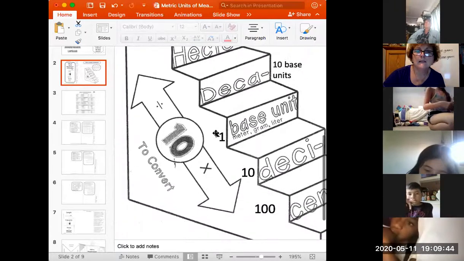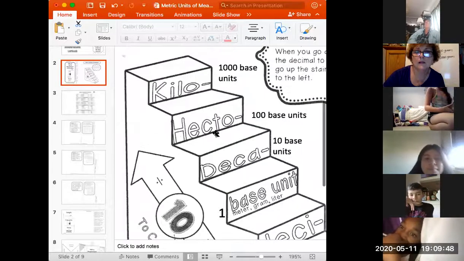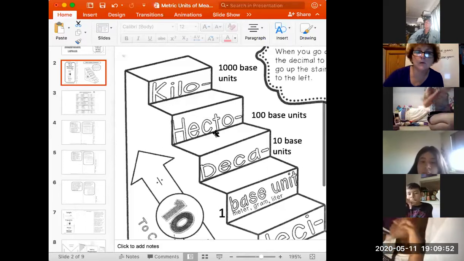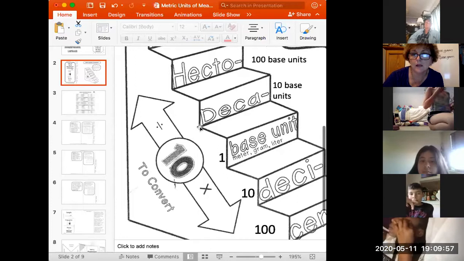So that's what this scale here is for, and I will send that to you, all right? Plus, I'll send you the other one, but you got to try to remember what this is all going on in metric, okay? And your base units are always meter.